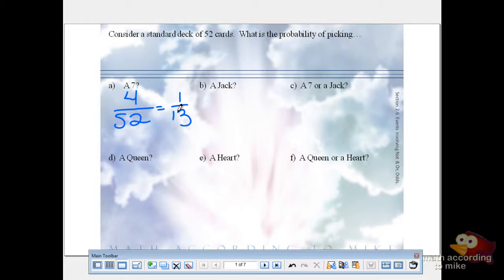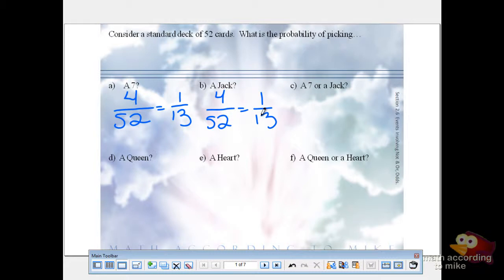All right, a jack. How many jacks are in a deck of cards? Out of how many total cards? And as stated, that reduces down to 1/13. Good. This is great. You want 20 of these on your test.